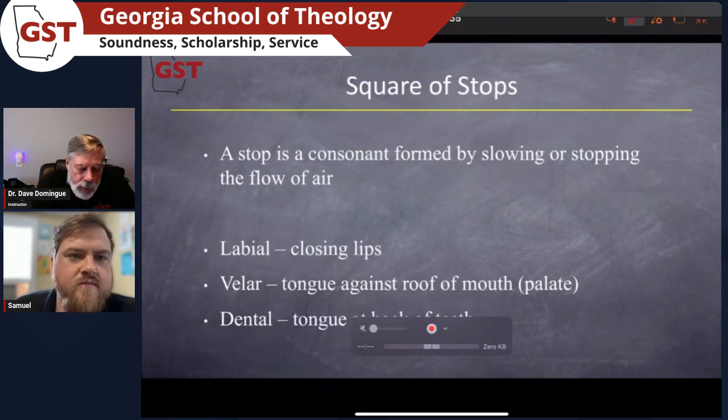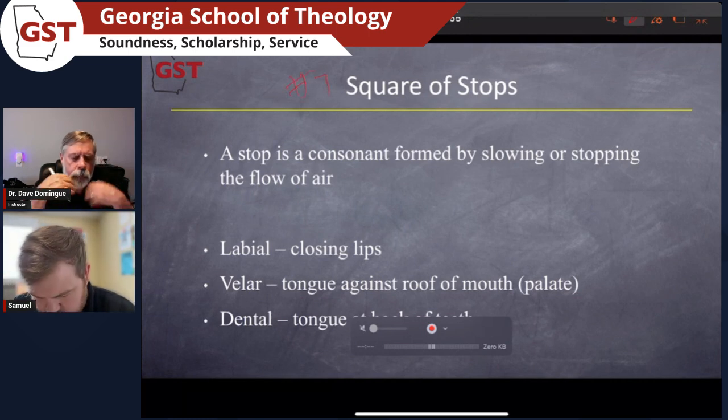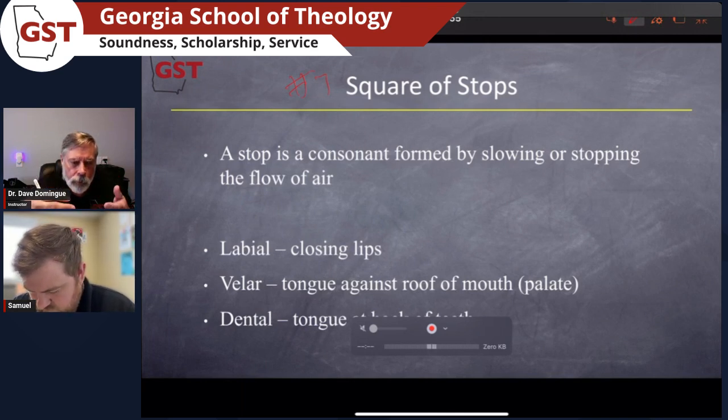Now let's see what actually happens. This is noun rule number 7. There are 8 noun rules, and number 7 here is called the square of stops. A stop is when a consonant is formed by slowing or stopping the flow of air.